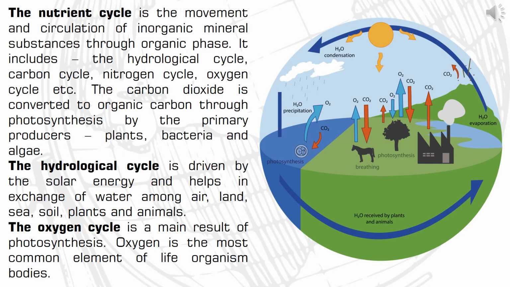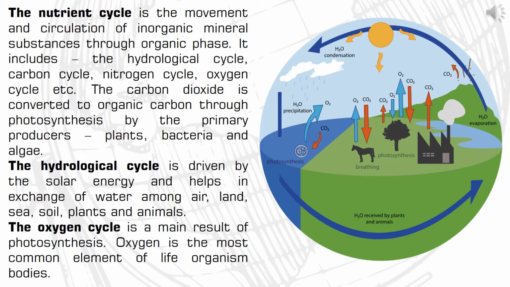The nutrient cycle is the movement and circulation of inorganic mineral substances through organic phase. It includes the hydrological cycle, carbon cycle, nitrogen cycle, oxygen cycle, etc. The carbon dioxide is converted to organic carbon through photosynthesis by the primary producers: plants, bacteria and algae.